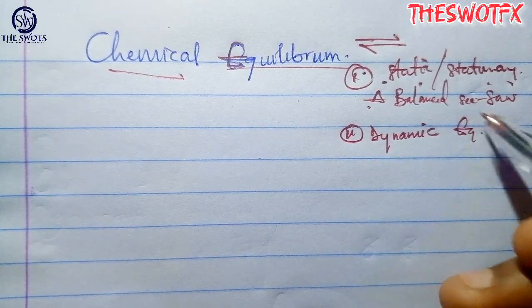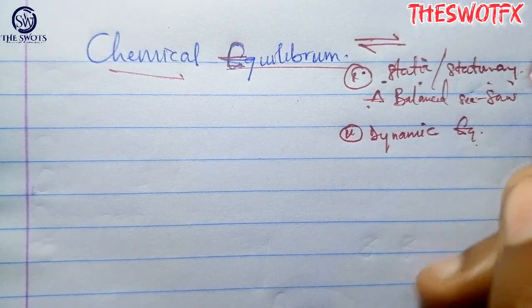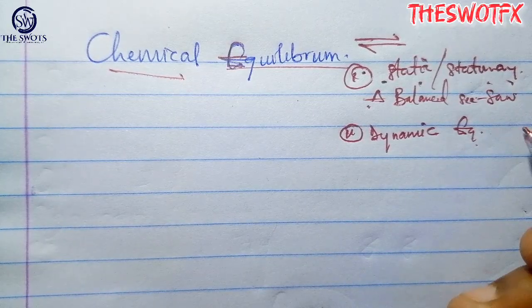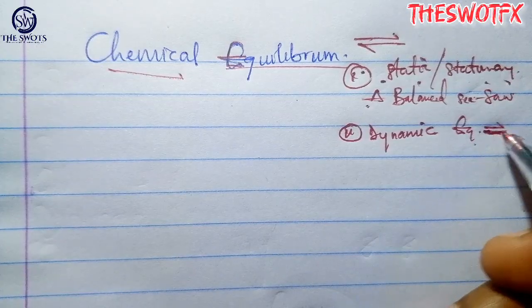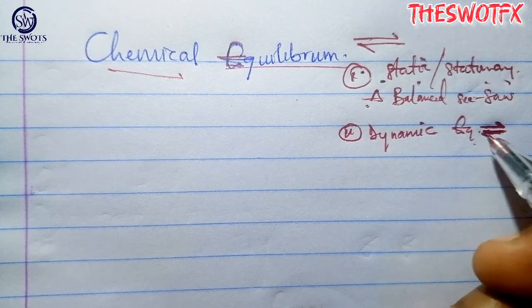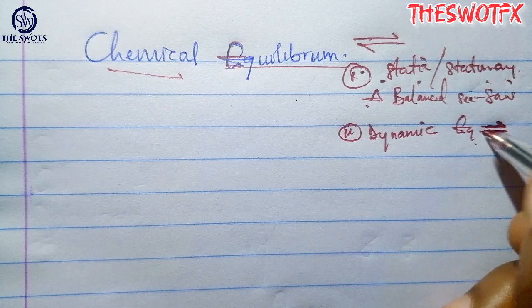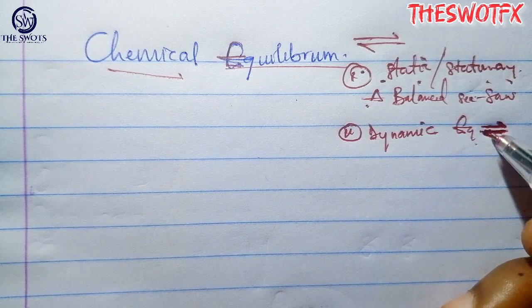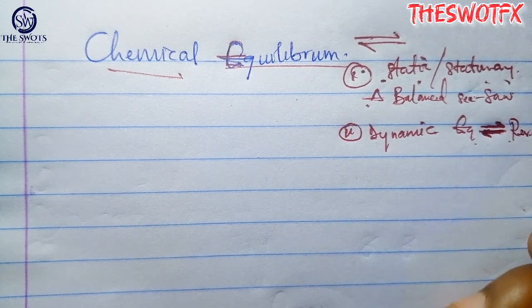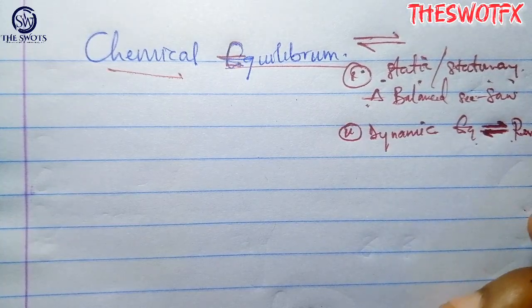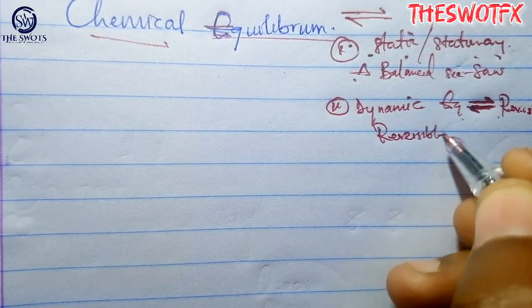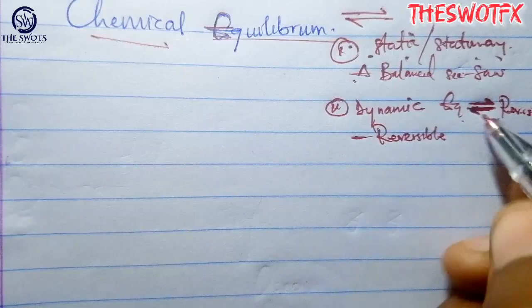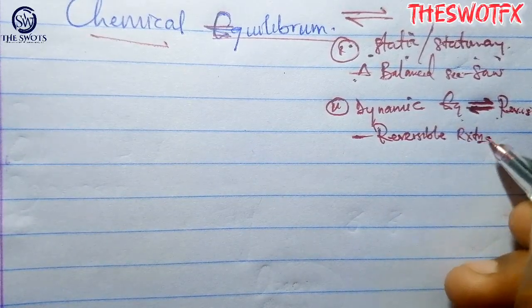Now, this dynamic equilibrium is an equilibrium whereby there is a change, meaning there is a forward and a backward reaction. What I mean by change is that it can go forward and it can also go backward. This equilibrium is called a reversible form of equilibrium, or it is also known as an equilibrium which has what we call reversible reactions.